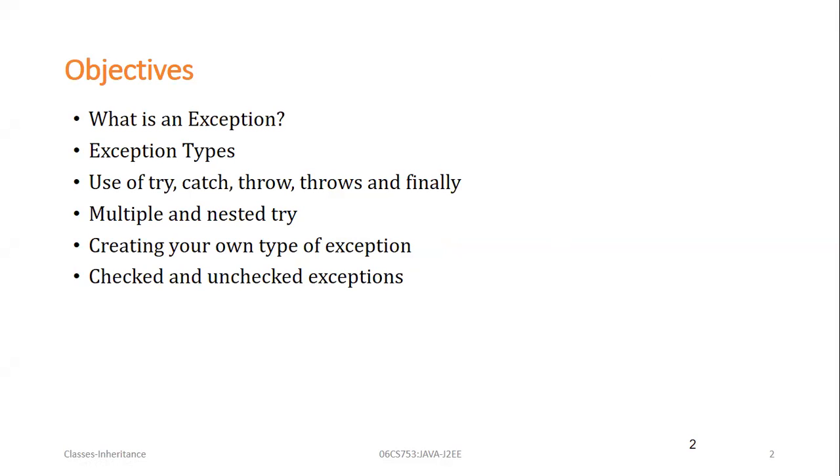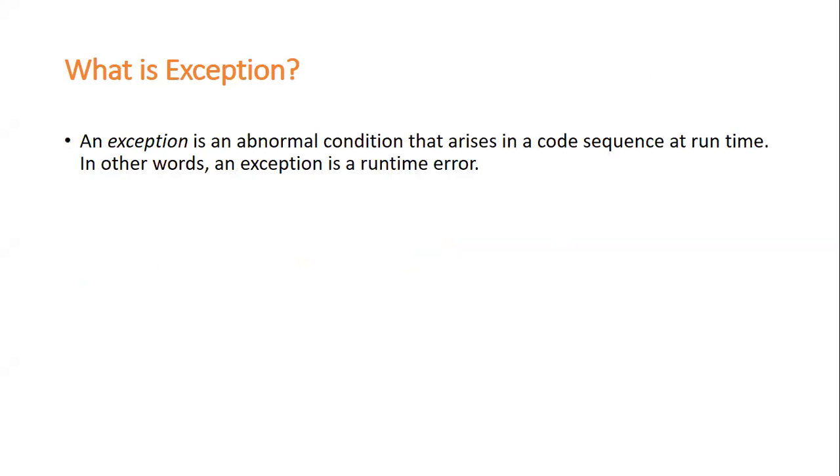So let us begin with what is an exception. An exception is an abnormal condition that arises in a code sequence at runtime. In other words, we call an exception a runtime error, right? Now let us go to this definition. An exception is an abnormal condition that arises in a code sequence during runtime.